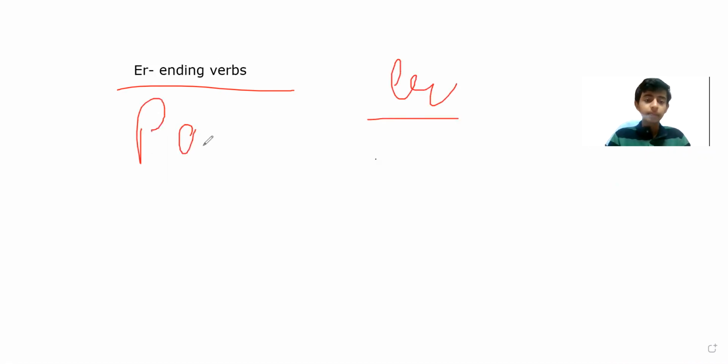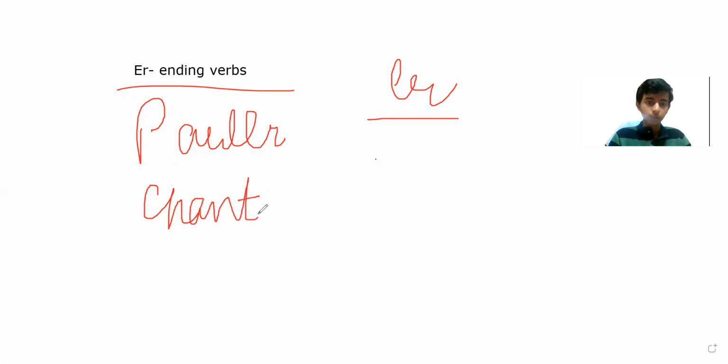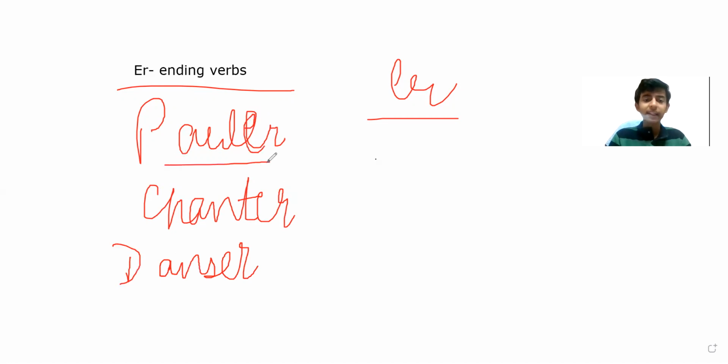Like I say parler, I say chanter, I say danser. This is P-A-R-L-E-R, parler, chanter, danser. These verbs all end in E-R, right? Parler, chanter, danser. This is what you can call the infinitive form.